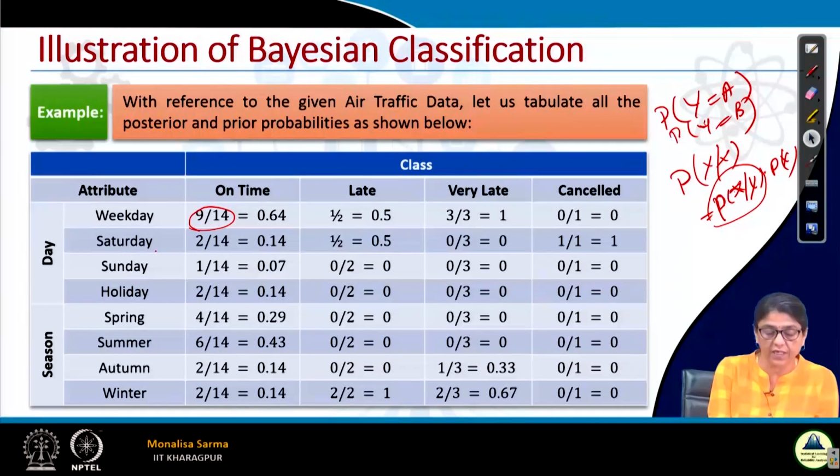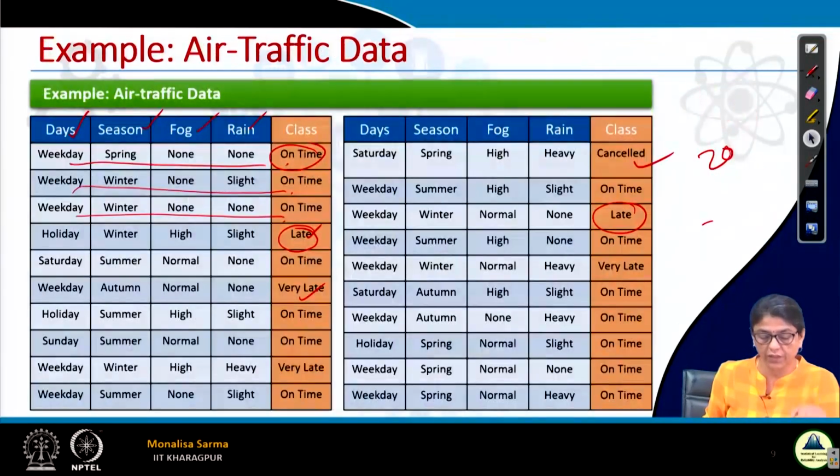Similarly, given that the flight is on time, what is the probability that it is a Saturday? There are 2 such instances, so it is 2 by 14. Similarly, I found the posterior probability for Saturday, Sunday and holiday. For spring also, given that it has reached on time, what is the probability that the season is spring? Here the season is spring and this is on time. Again, here the season is spring and this is cancel. This is spring and on time, spring and on time, spring and on time.